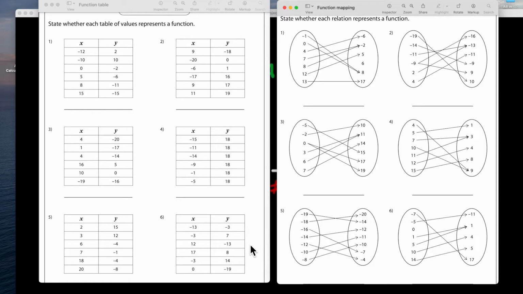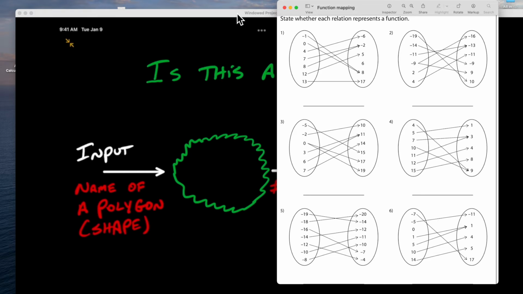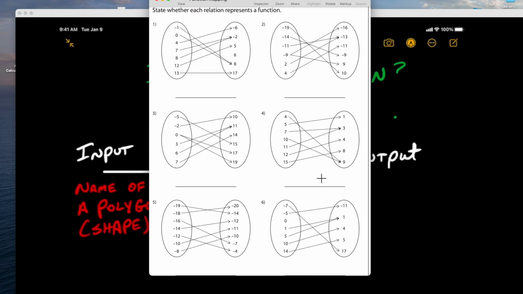In this video, we're going to talk about functions, and specifically, I'm going to talk about how to determine if one of these table of values or one of these mapping diagrams represents a function. So this is typically what you might be presented with in your homework or on a quiz. As you can see, this table has an input, which is the x value, and an output. Over here on the mapping diagram, on the left is the input, and on the right is the output. For this particular video, we're going to focus mainly on the mapping diagrams.